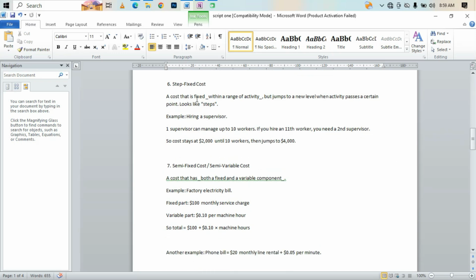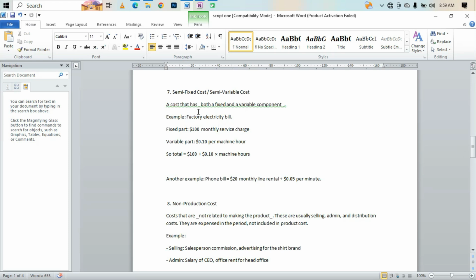So a step fixed cost is a cost that is fixed within a range of activity but jumps to a new level when activity passes a certain point, as we said earlier, using the 0 to 5,000. So when your activity level increases, the fixed cost will also increase.